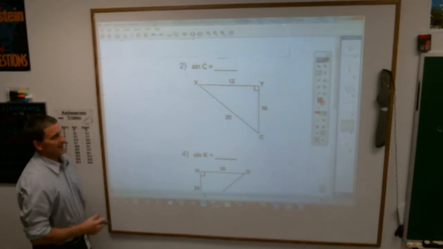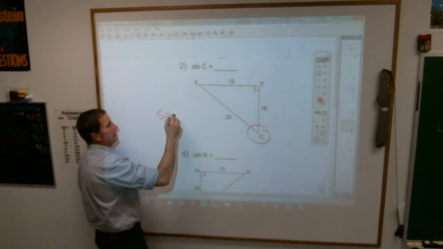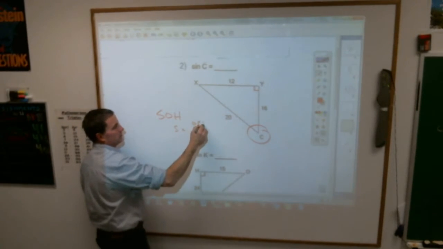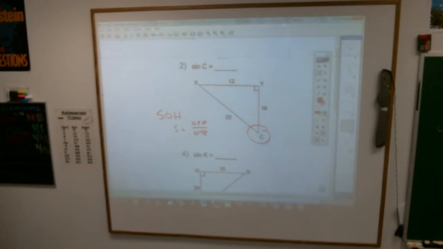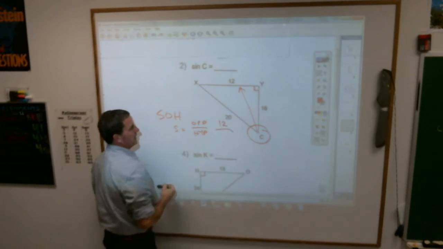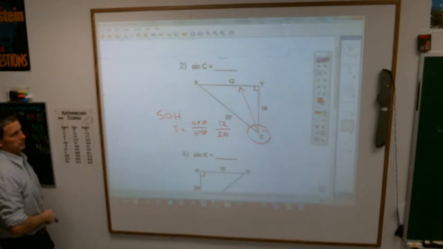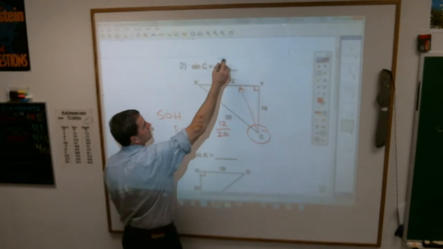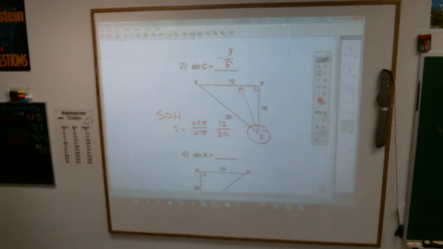So right now I want you to find the sine of angle C. Here's SOH. Sine is opposite over hypotenuse. What is that fraction? What is that ratio? Opposite over hypotenuse is? Opposite of C is 12. Hypotenuse of C is 20. Hypotenuse doesn't change. And then you just reduce that fraction, which is 3 over 5. This, which we've done already. You should know what the sine of 0.6 is because we just did it. What was it? 37 degrees, wasn't it? Yeah.